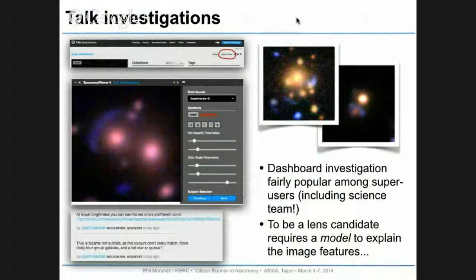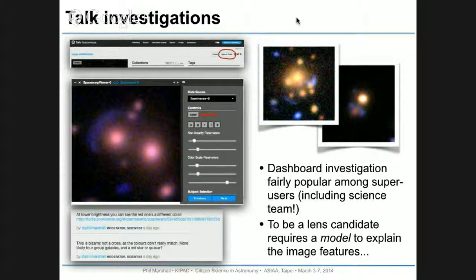Okay, so what's happening now? Well, there's still a little bit of activity on Talk. We found that the investigations with the dashboard, that's the tool, were pretty popular, especially among the super users, including members of the science team. And so here's a good example.